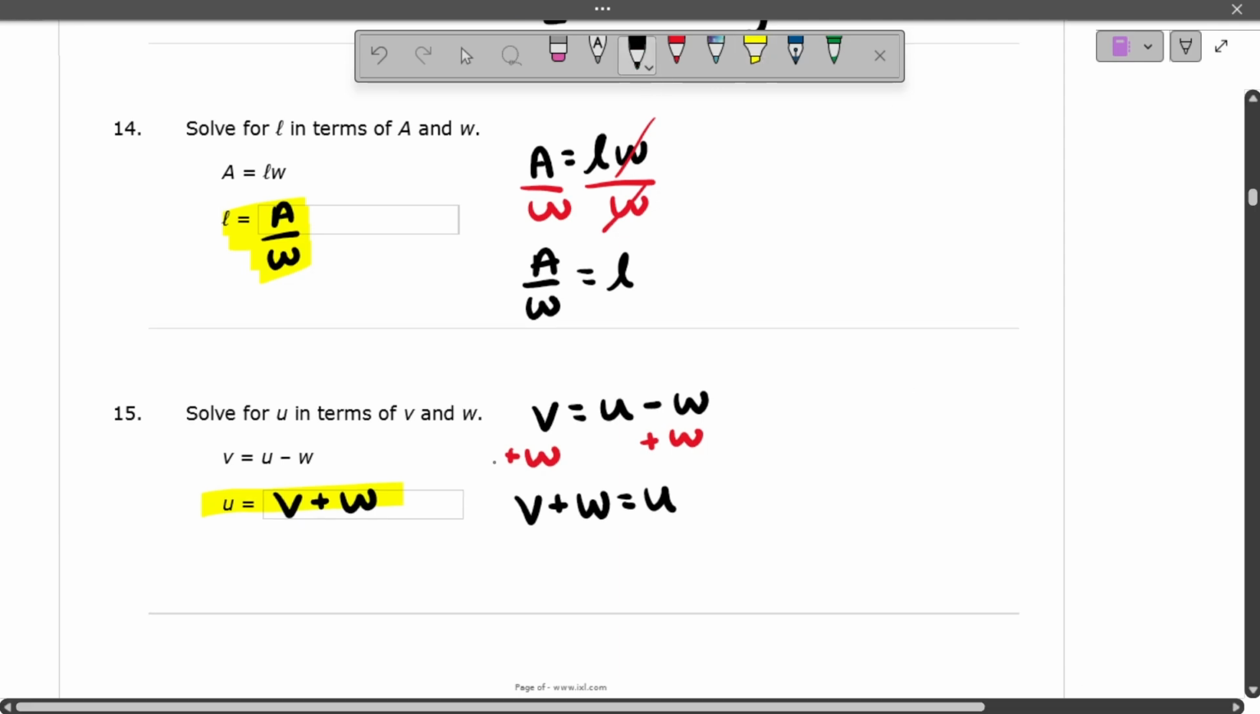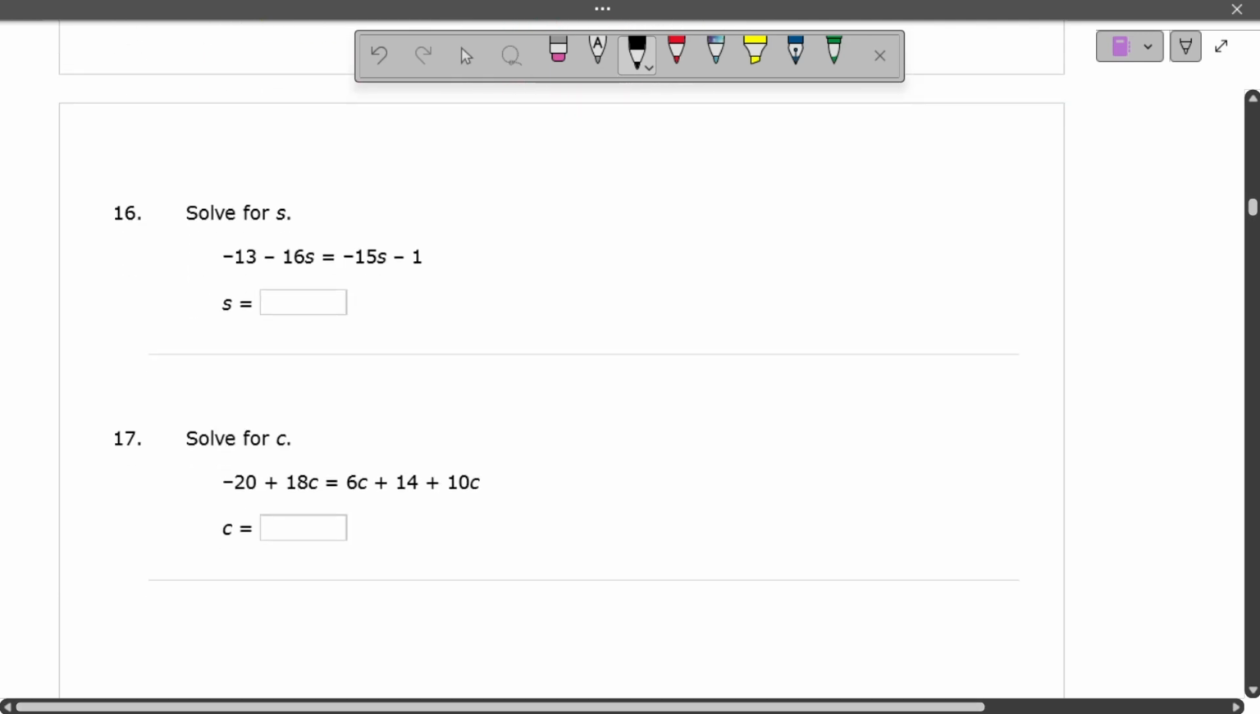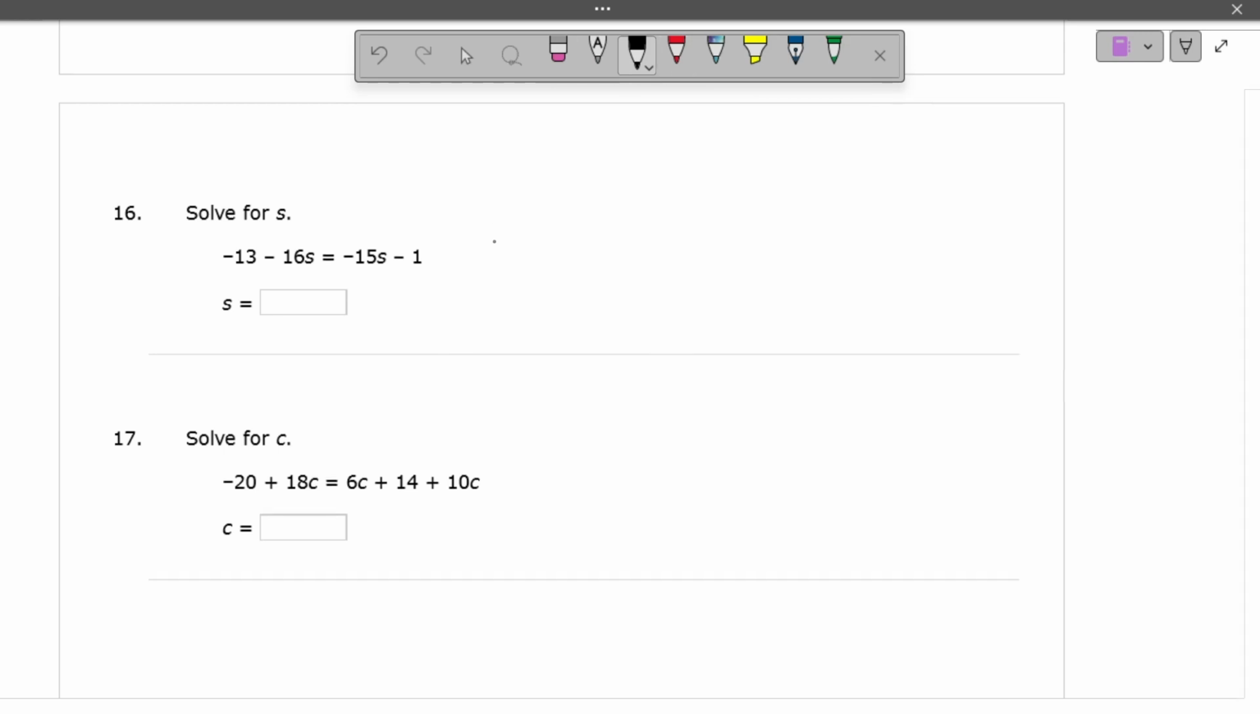All right, let us scroll down to 16 and 17. All right, moving on to problem 16, we're solving for S. So I'm just going to rewrite it up here so we've got some more room to work with. Negative 13 minus 16s is equal to negative 15s minus 1.